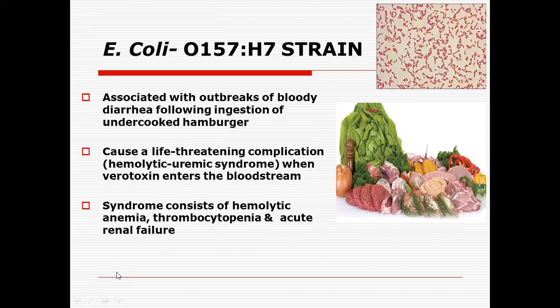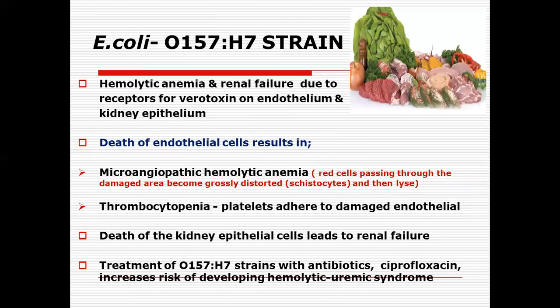Now, the E. coli O157:H7 strain is considered very, very dangerous because of its syndrome, hemolytic uremic syndrome, which causes acute renal failure. This strain is transmitted by the ingestion of contaminated, uncooked hamburger meat. It causes hemolytic anemia. There is renal failure due to the receptors for verotoxins on the endothelium; the verotoxins bind there and cause damage to the endothelium.